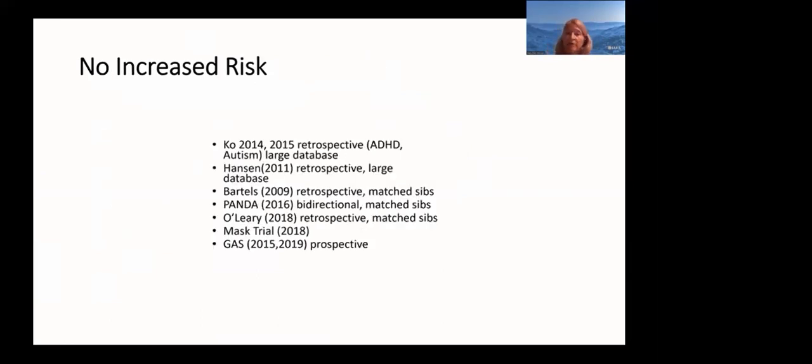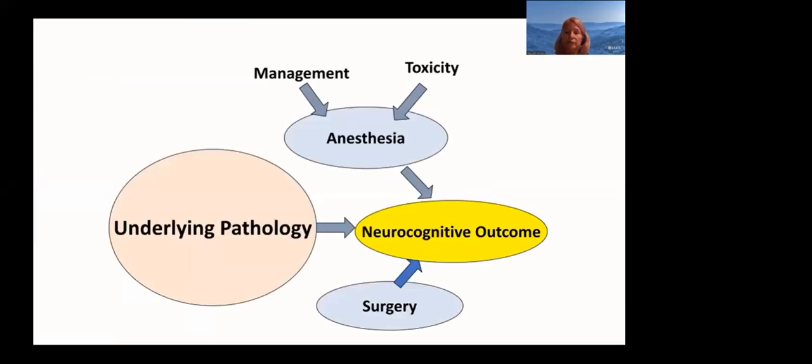There are studies, however, that show that there's no increased risk. Some of these are large retrospective database studies, and some of these are matched sibling studies, and the one and only prospective study, the GAS study, showed no increased risk. So we really don't know at this point whether exposure to anesthesia at a very young age predisposes patients to neurologic or neurocognitive difficulties later on.